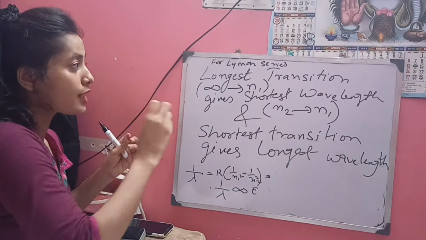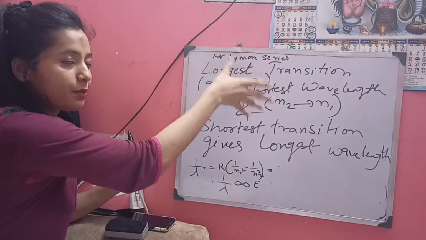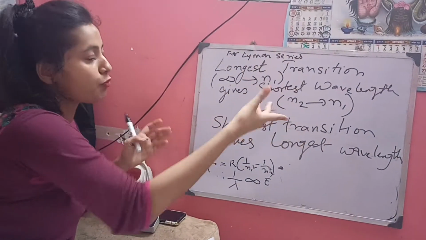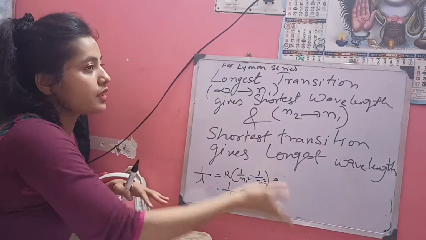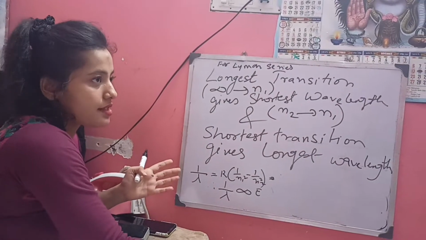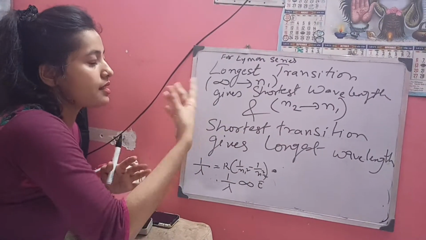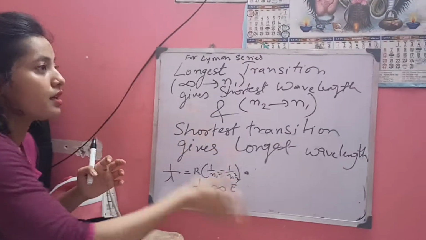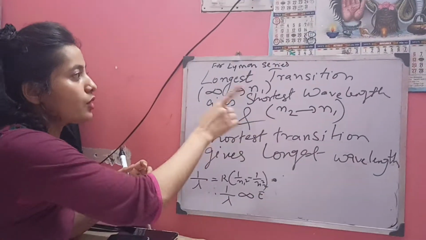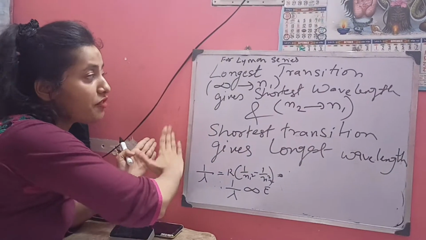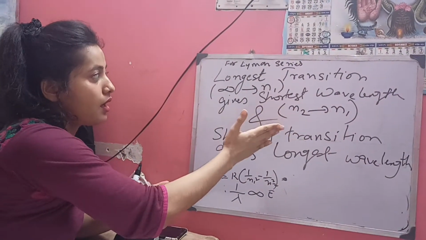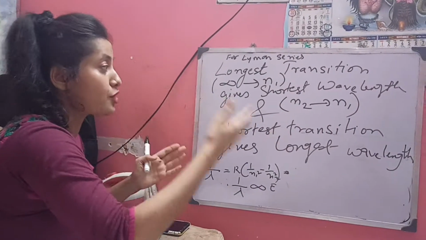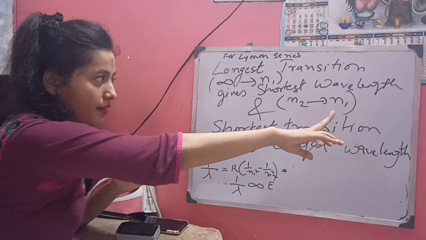The longest transition, which is for Lyman series. Let's take the example of Lyman series. The longest transition would obviously be from infinity to the N1 shell, the first energy level, because Lyman series is obtained when the electron falls from any energy level to the first energy level. So the longest transition would be from infinity to the first energy level. Well, the longest transition actually gives the shortest wavelength.